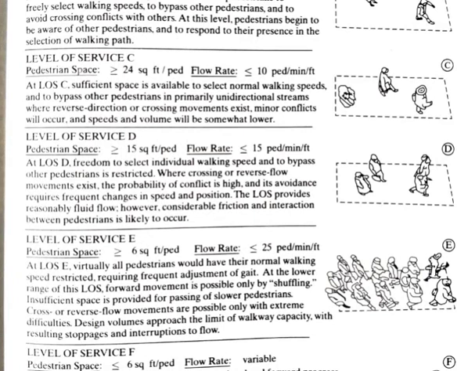Then level of service F. Pedestrian space is less than or equal to 6 square feet per pedestrian, and the flow rate is variable. At this particular level of service, all walking speeds are severely restricted and forward progress is made only by shuffling. There is frequent and unavoidable contact with other pedestrians. Cross and reverse flow movements are virtually impossible, and the flow is sporadic and unstable. Space is more characteristic of queued pedestrians than of a moving pedestrian stream. So you can see F, and you can compare A and F, how difficult it is.